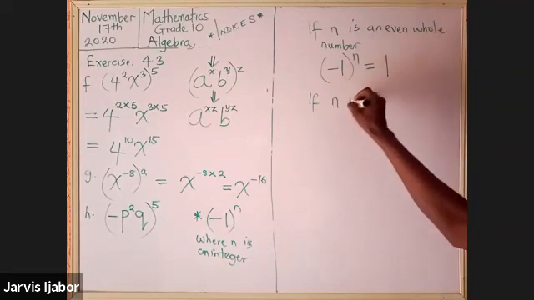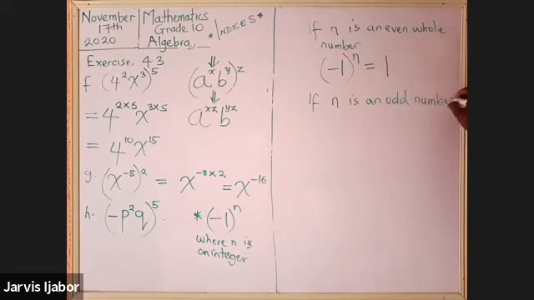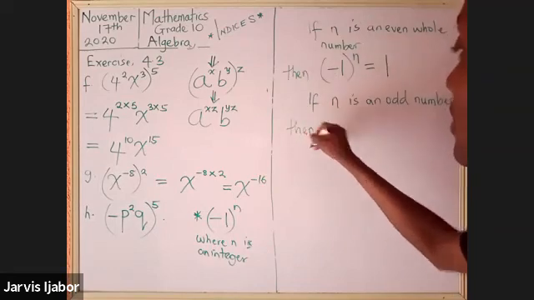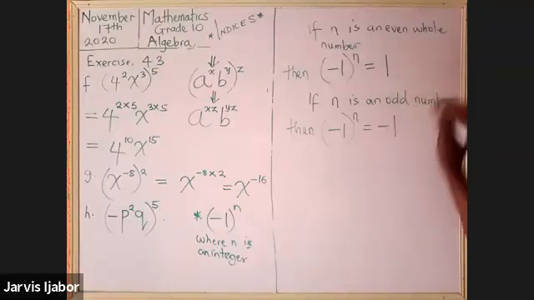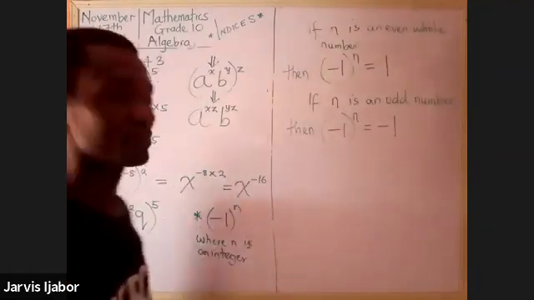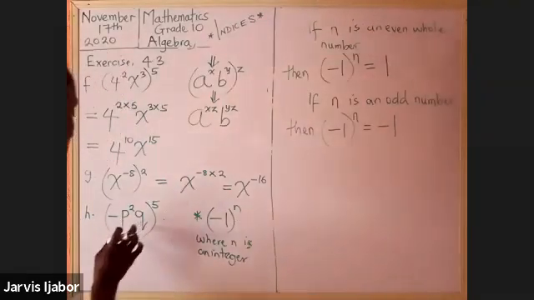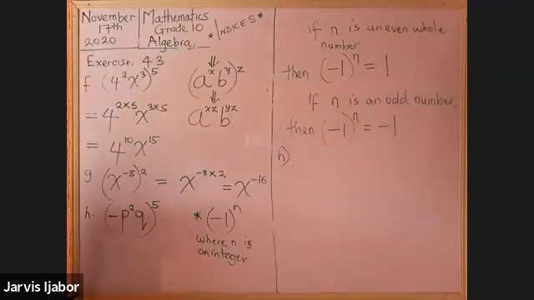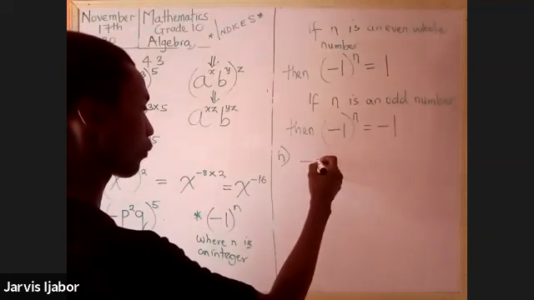If n is an odd number, then -1 all raised to the power of n will be equal to -1. Let's take note of this. Very valuable principle I've just talked about, because this is what will help you handle a problem like this. So let's bring H back. When you're given a problem like this, how do you solve it? This is what you're going to do.